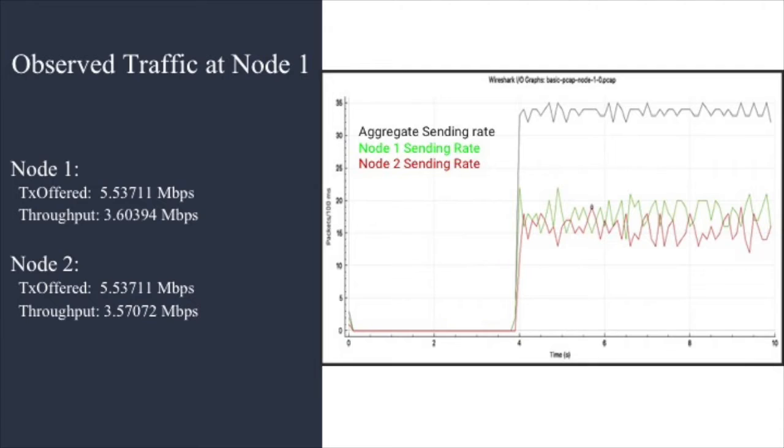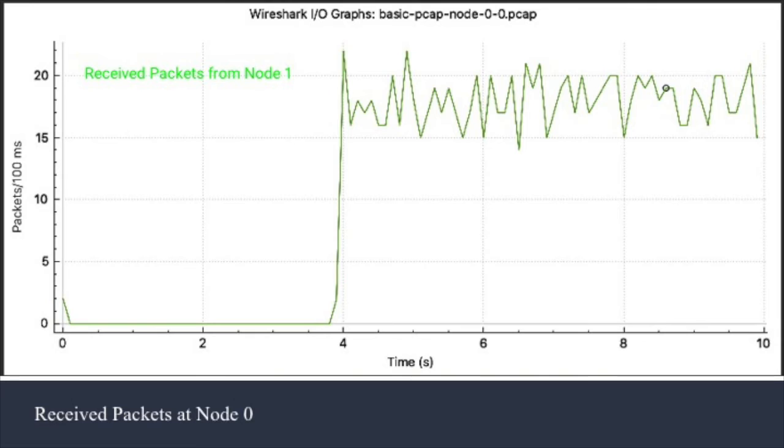And walking through this graph a little bit, the green line represents the node 1 sending rate, the red line represents node 2 sending rate, and the axes are packets per 100 milliseconds versus time. So this is essentially another representation of the throughput for each of our senders. And that was an overlay of the two.